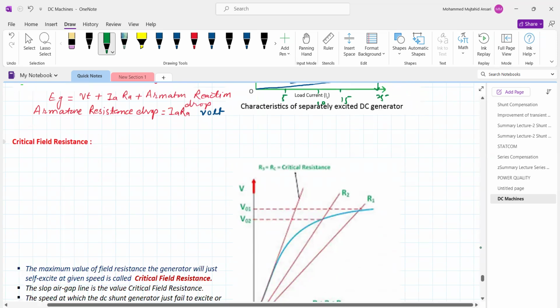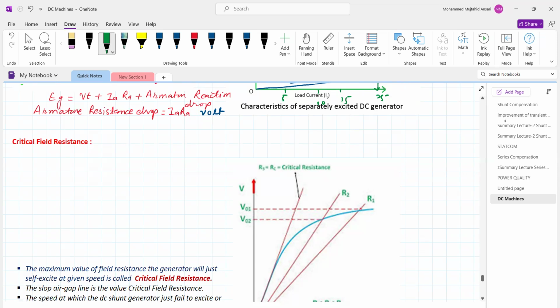Now, critical field resistance. What do you mean by critical field resistance? It is very much important for the self-excited generator, like DC shunt generator, DC series generator, DC compound generator. And what is its significance? The significance is that we should know the value of the critical field resistance. And whatever resistance we add in the field winding for controlling purposes, it should be less than the critical value of the resistance. And it is plotted with the help of the open circuit characteristic or no load characteristic.